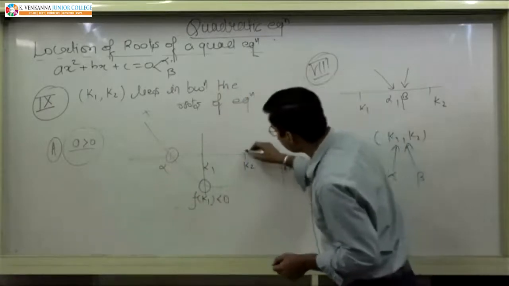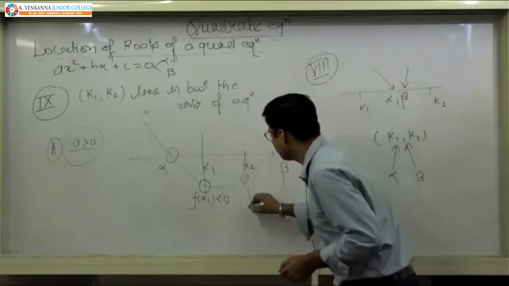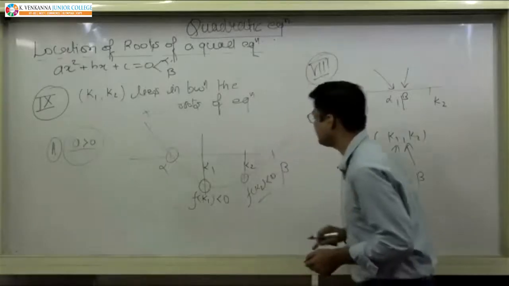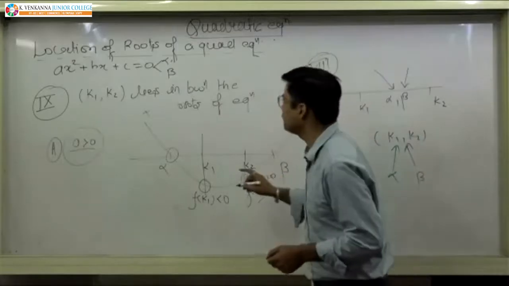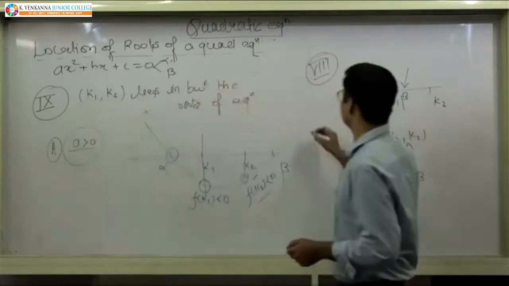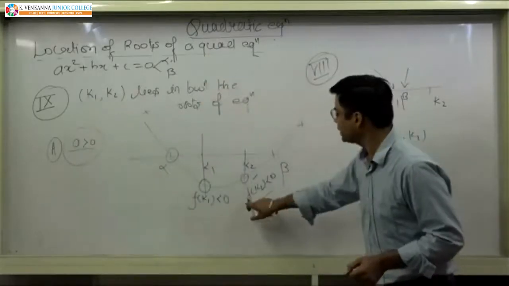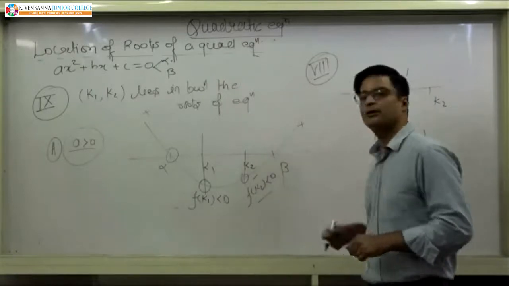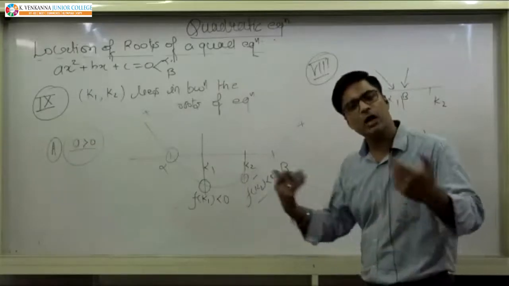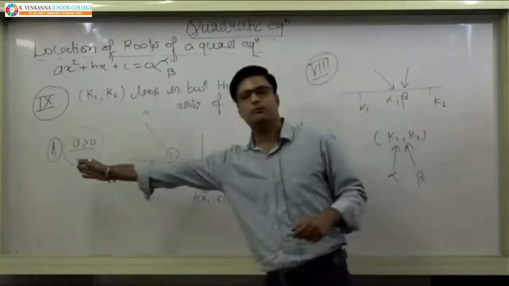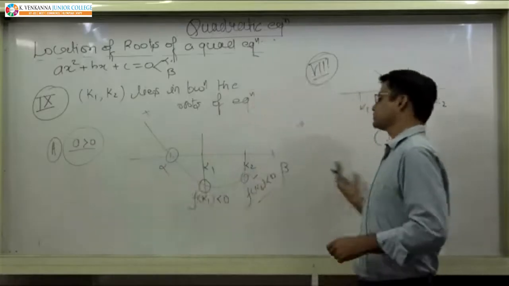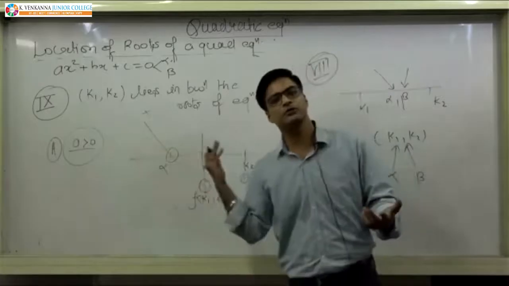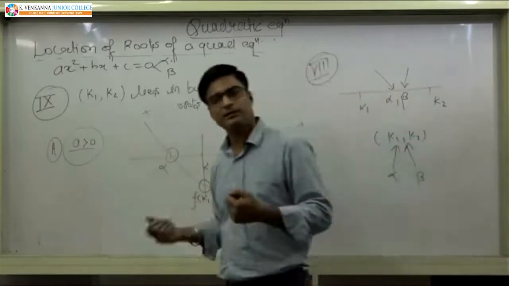Similarly, this is your f of K2, which is lesser than 0. So this is a negative value, and A is positive, so it will be positive somewhere here. Negative to positive, the graph will intersect at least once on the right side of K2. So our work is done: one root is lying before K1 and the other root is lying after K2. That means K1 and K2 lie between the roots alpha and beta, right?